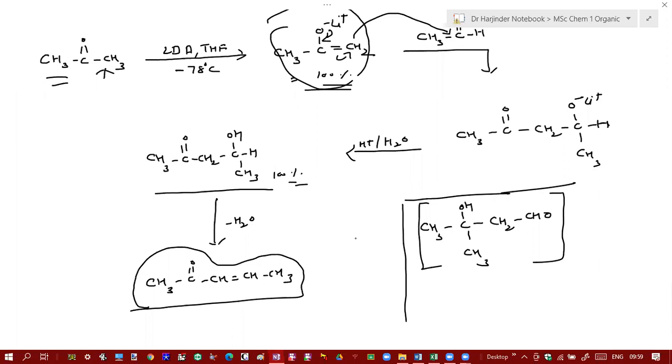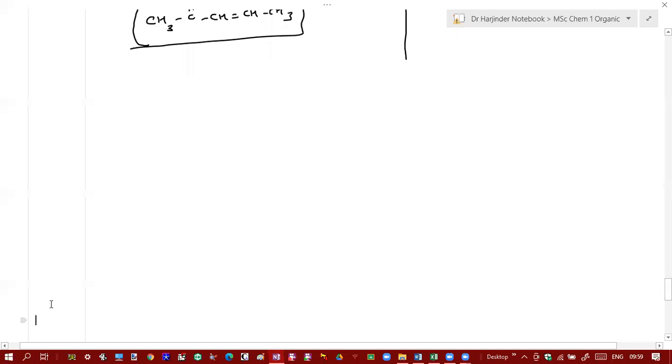We can also prepare enolate regioselectively. As I told you earlier, when you use LDA as a base, which enolate is formed as a major product? Kinetic enolate or a thermodynamic enolate? Kinetic enolate is formed as a major product.